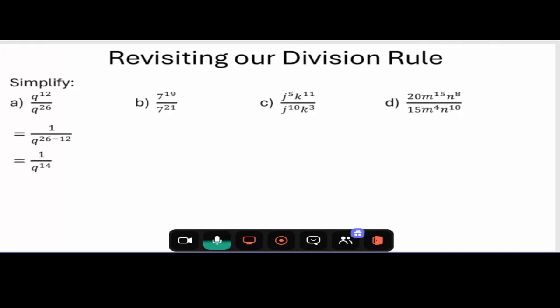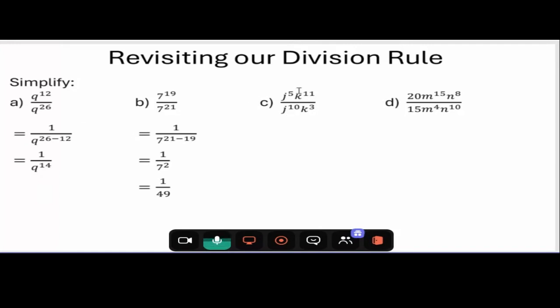Okay, so 7 to the 21 and 7 to the 19, we're dividing with the same base. We subtract, but since there's more on the bottom, 21 minus 19 is 7 squared. And wait a minute, it says simplify. It doesn't say do not evaluate. So here, q to the 14, that's all I can do. 7 squared, I can carry on and turn that into a number, right? 1 over 49.